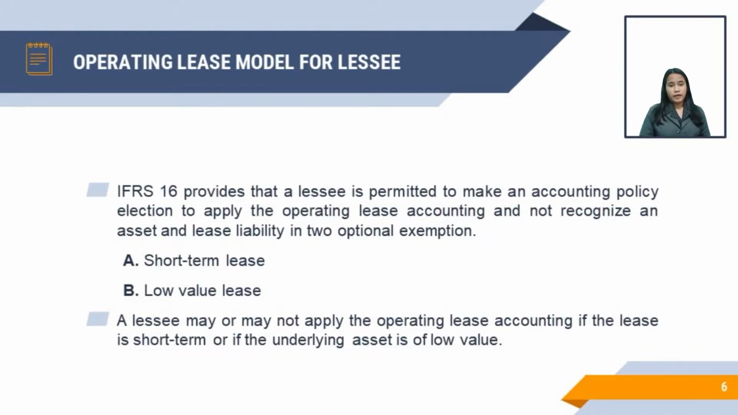IFRS 16 provides that a lessee is permitted to make an accounting policy election to apply the operating lease accounting and not recognize an asset and lease liability in two optional exemptions.